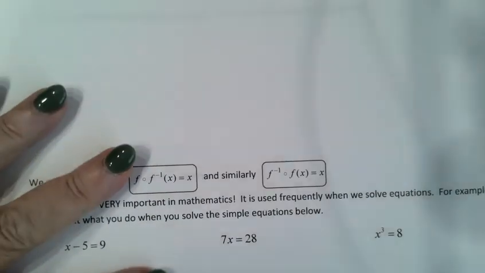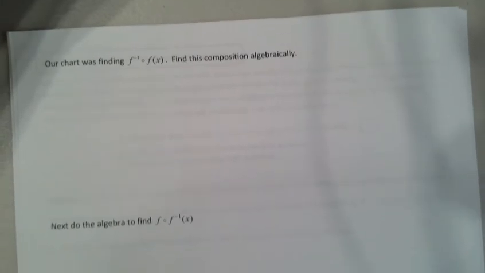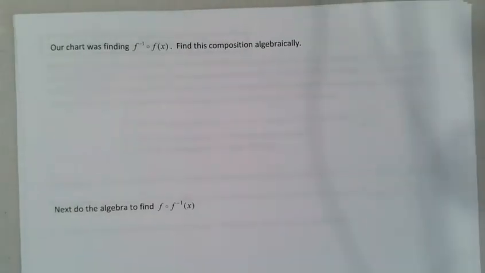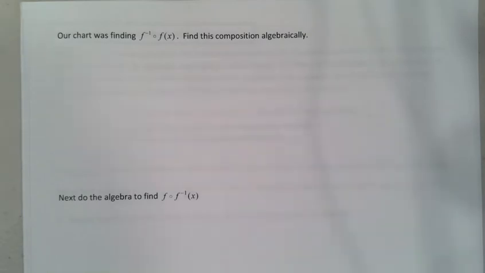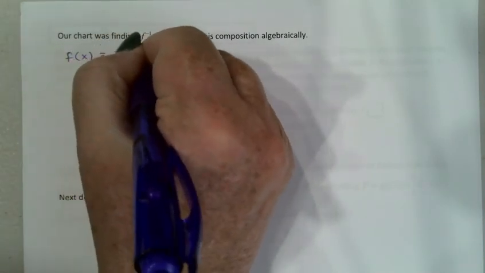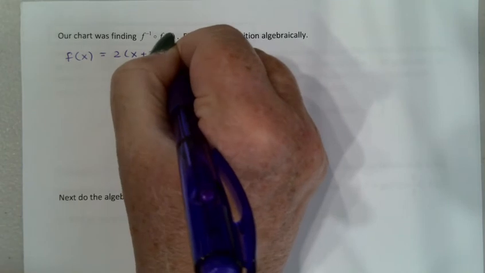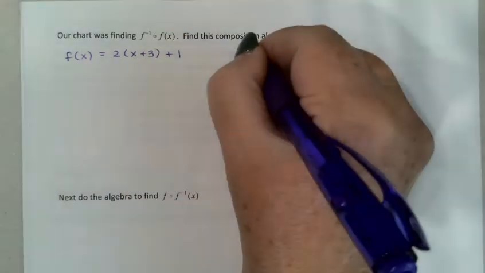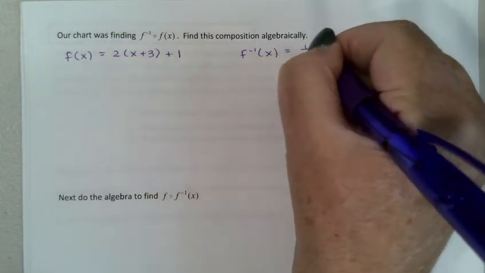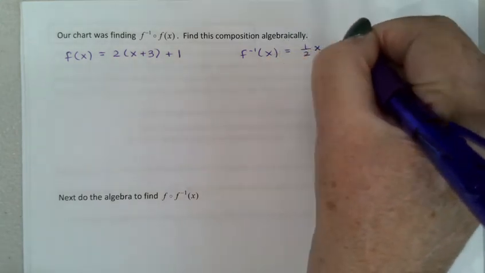So, we've done that now using the little chart for our functions. I'd now like to find the composition algebraically. So we're going to kind of prove that little fact that I just said by trying this one. My function f of x, again, was 2 times (x plus 3) plus 1. And we had already found the inverse. It was 1 half x minus 7 halves.